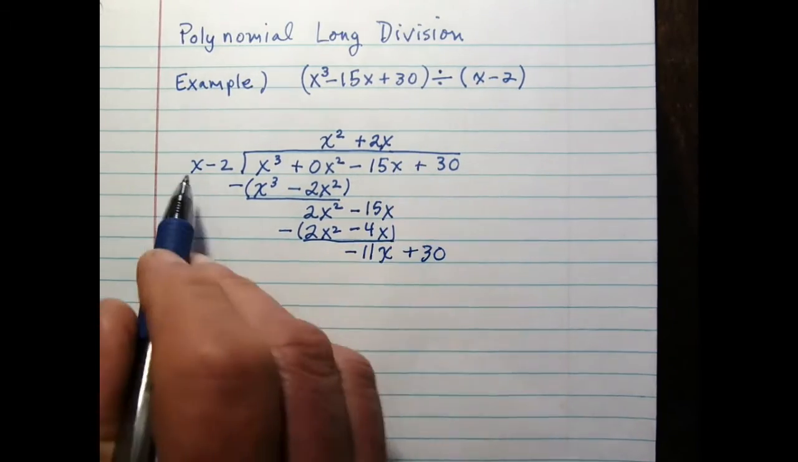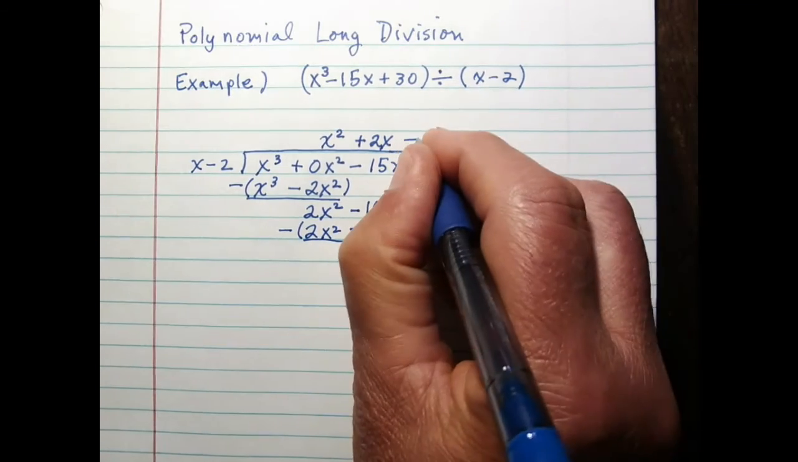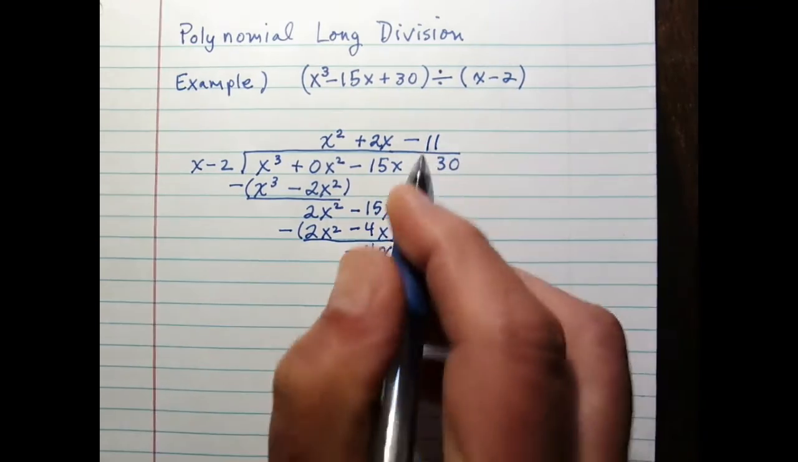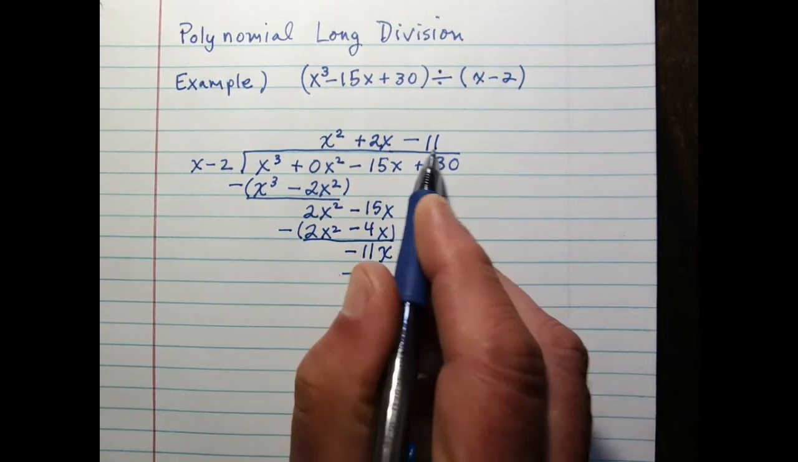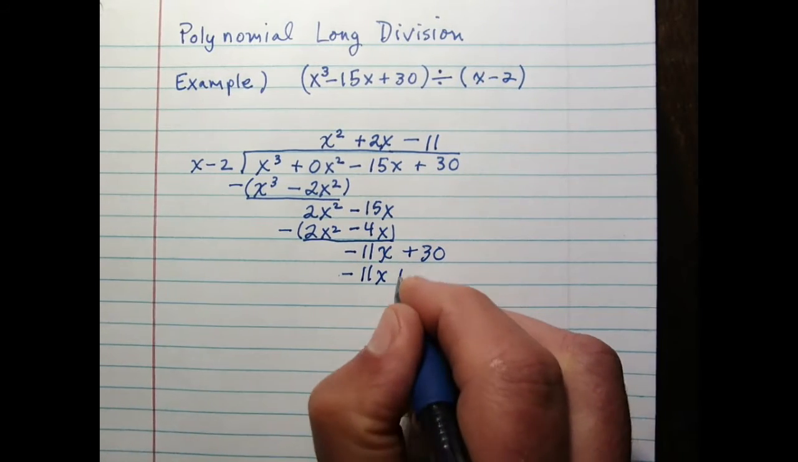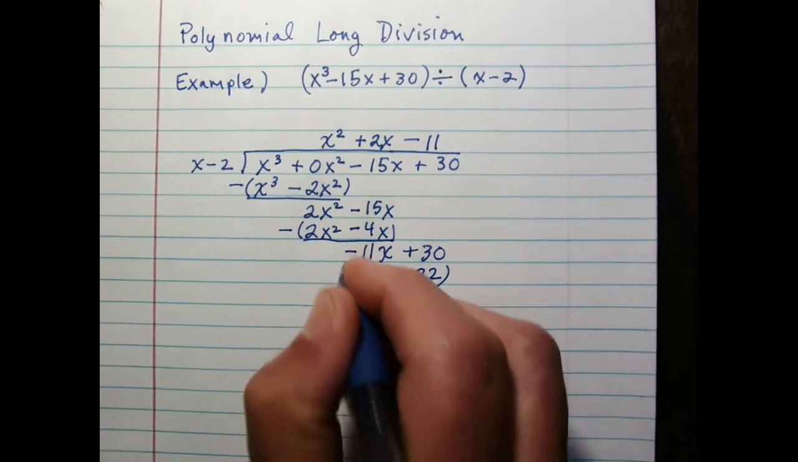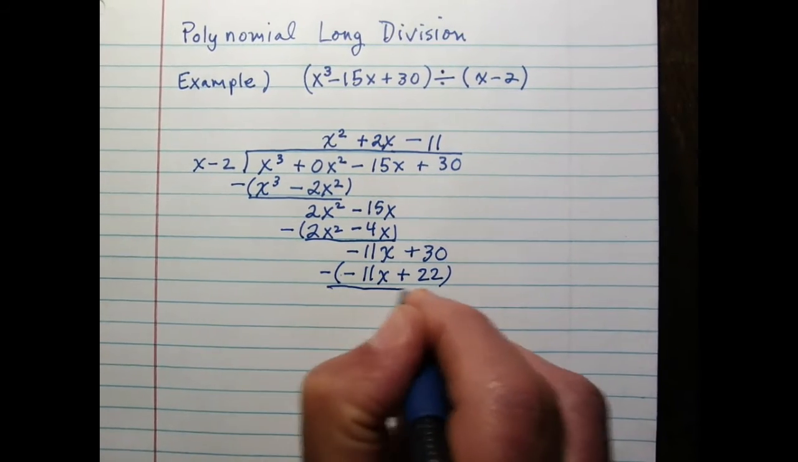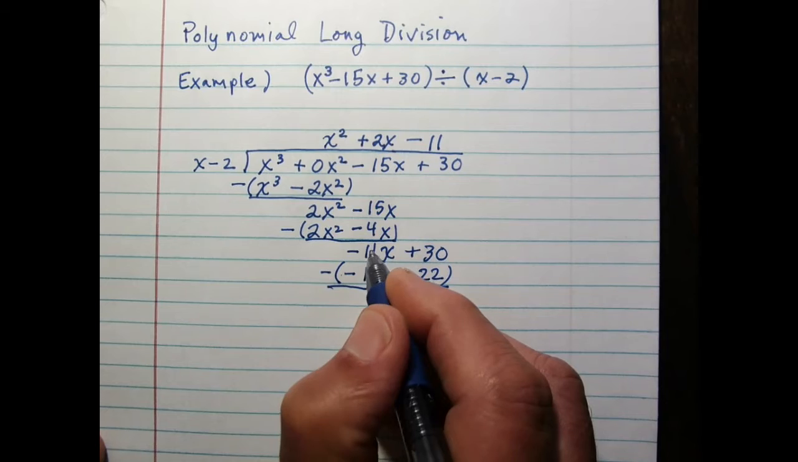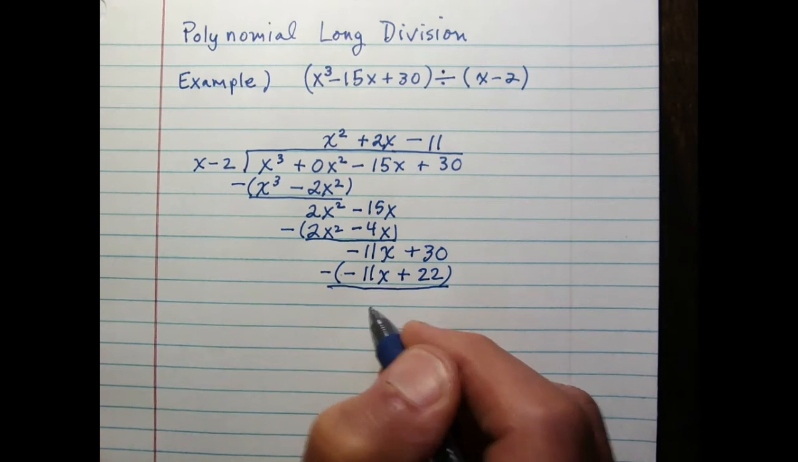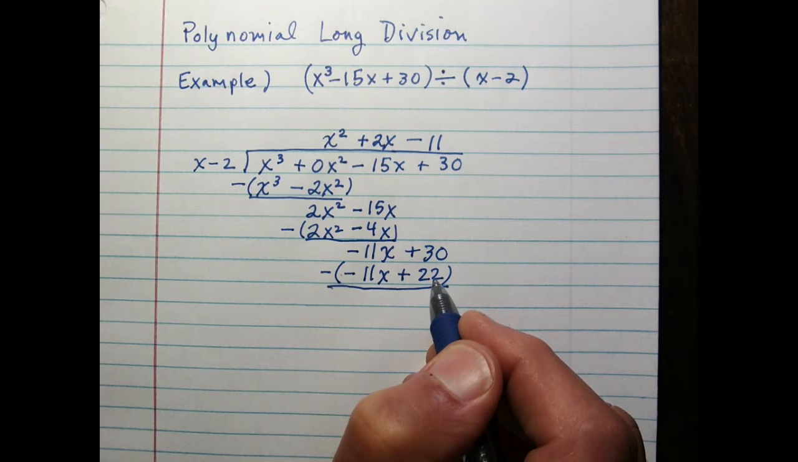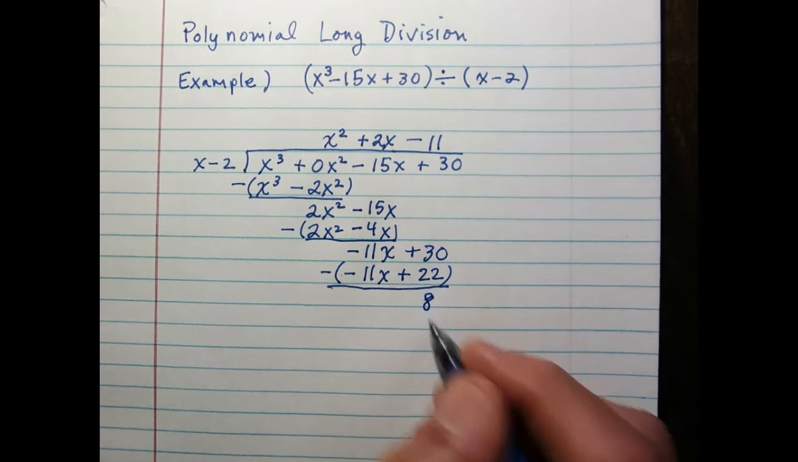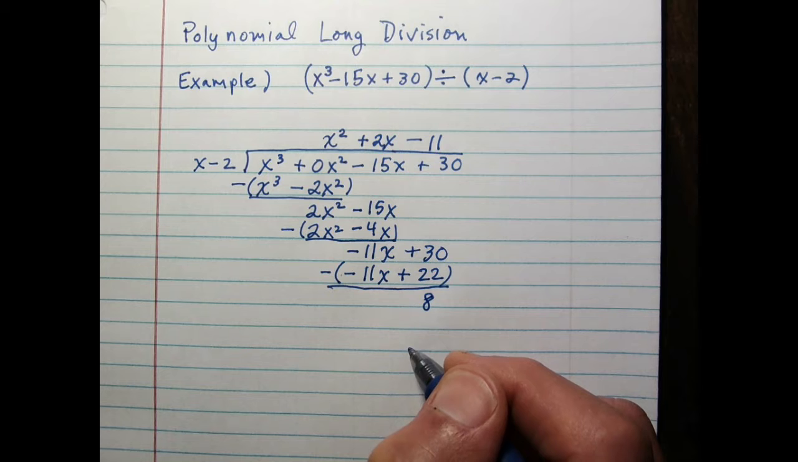Repeat the process. What times x is negative 11x? I've got to write minus 11. Minus 11 times x is minus 11x. Minus 11 times negative 2 is plus 22. And draw a line, parentheses, subtract. Negative 11x minus negative 11x is 0. 30 minus 22 is going to give me 8. And there's the remainder in this problem.